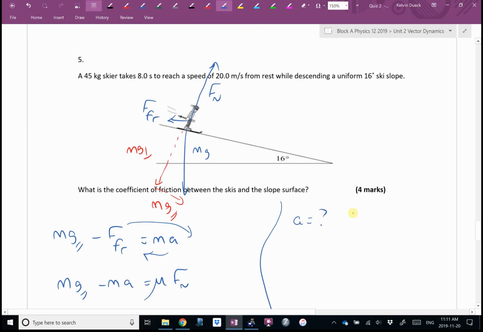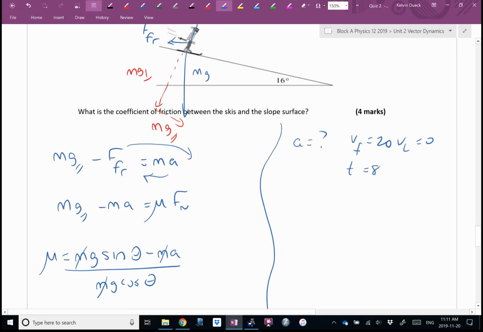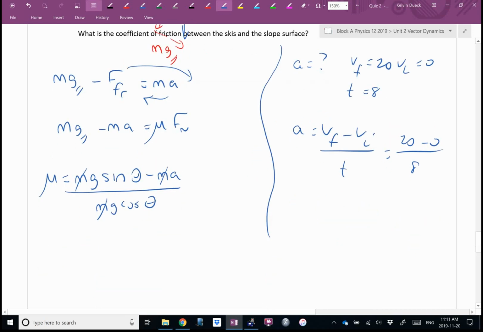Well, V final is 8, V initial is 0. V final is not 8, Mr. Dueck. Time is 8, Mr. Dueck. V final is 20, Mr. Dueck. You know what? A equals VF minus VI over T. It's going to be 20 minus 0 over 8. I can do that in my head. 20 divided by 8 is 2.5.